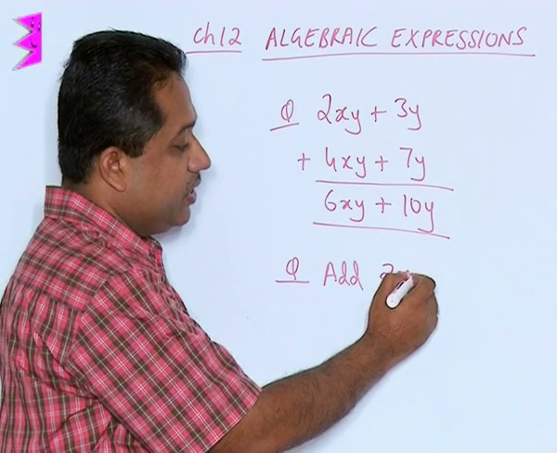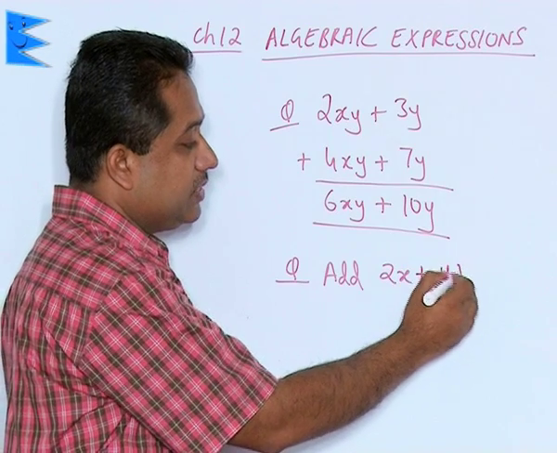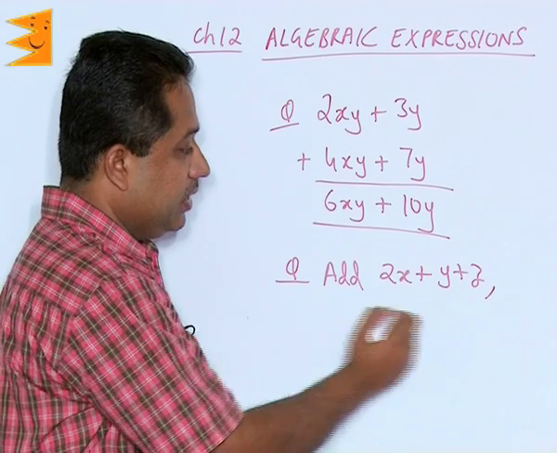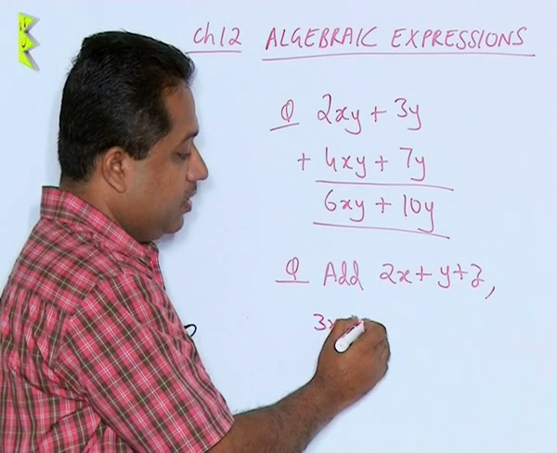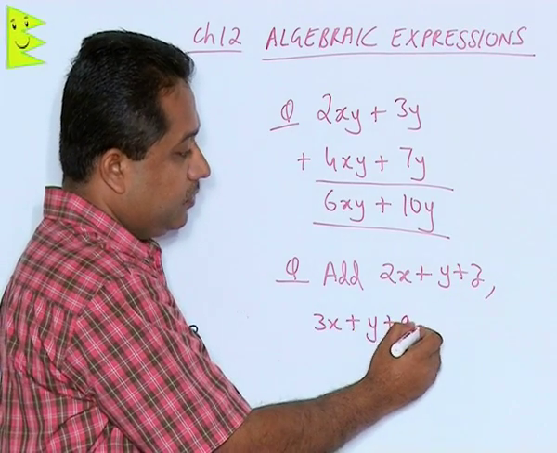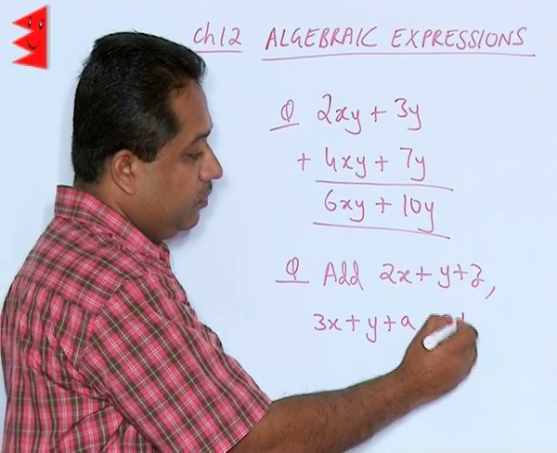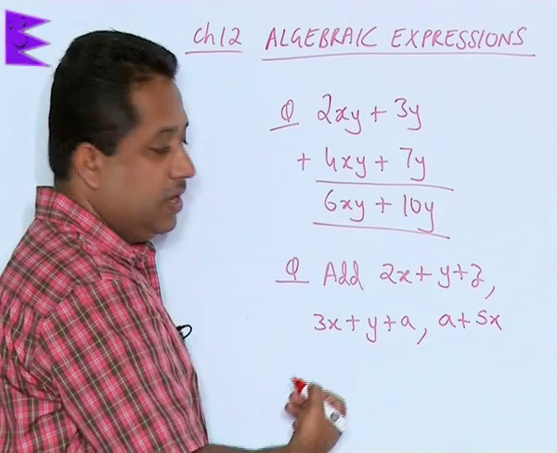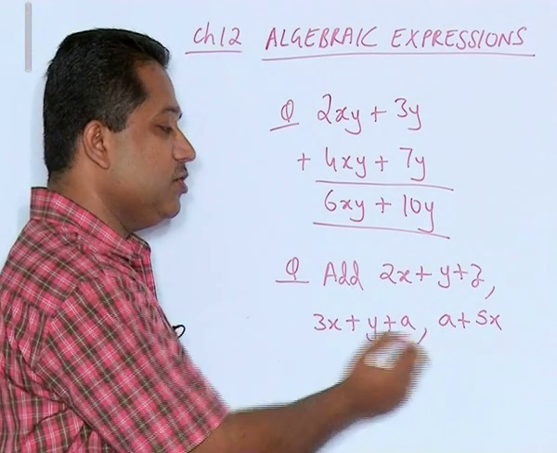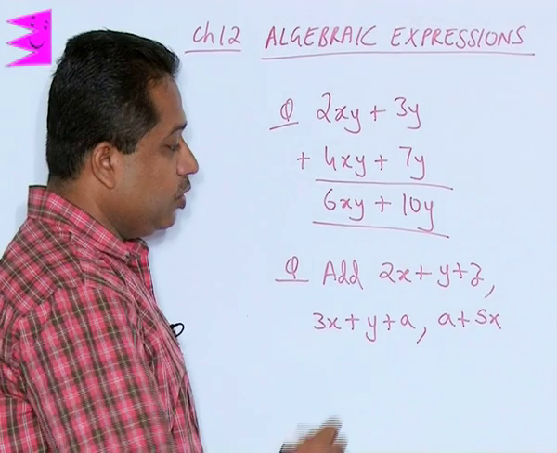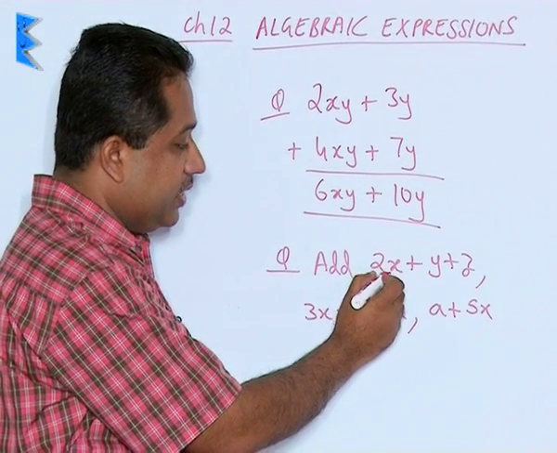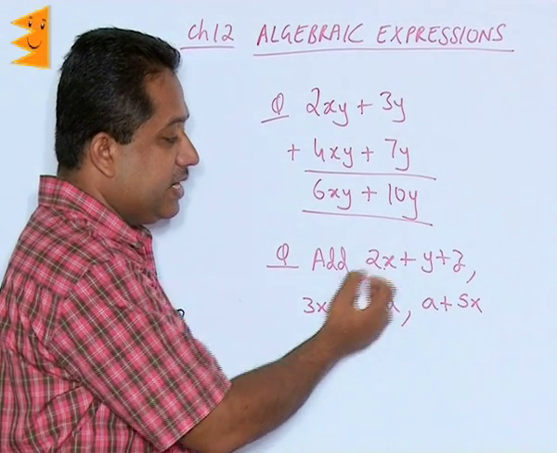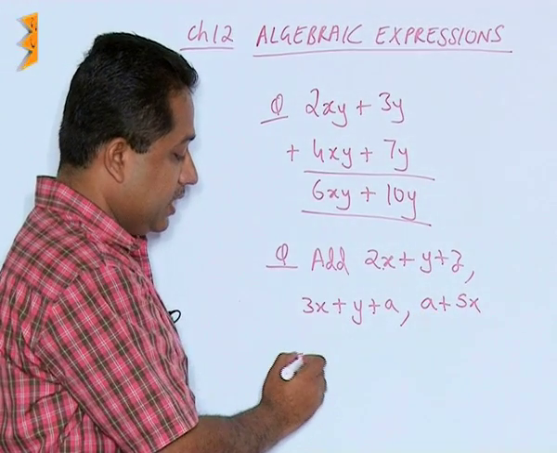Let us say the first expression is 2x plus y plus z. We have to add it to another expression, let us say 3x plus y plus a, and another expression is a plus 5x. So, here we have 3 expressions and we have to add them to get the final result. Look at the like terms here. We have a 2x here, a 3x here and a 5x here. So, all these like terms can be added. We can write this together.